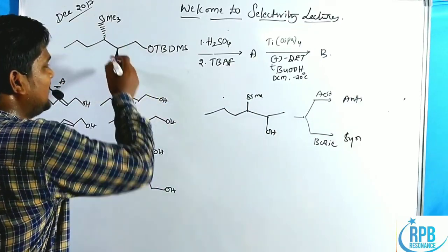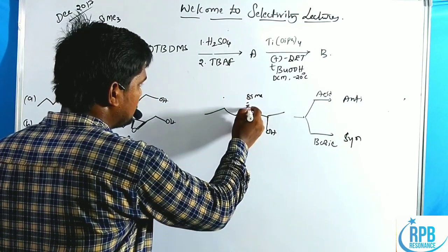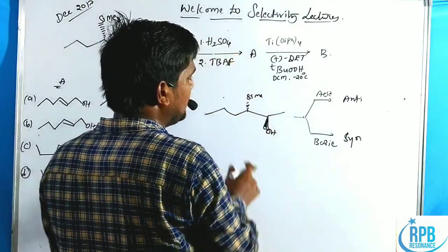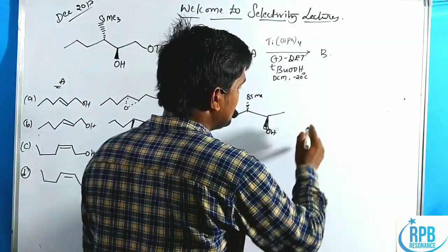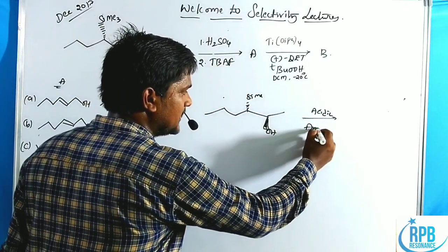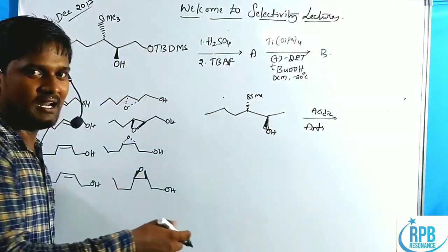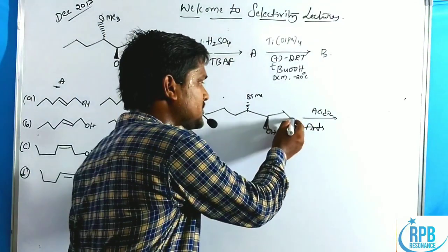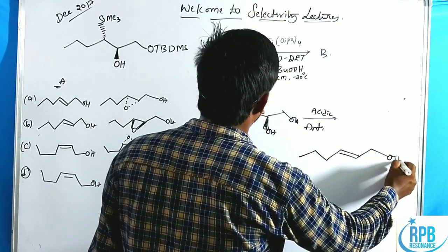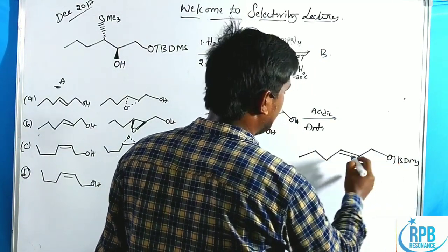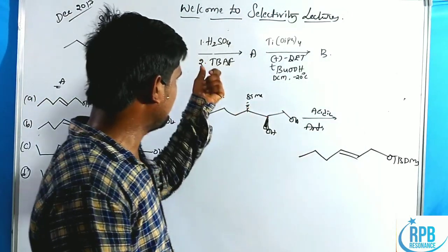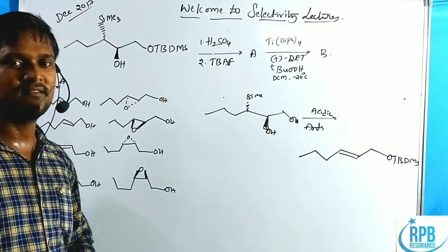Here they have given the stereochemistry, below the plane and above the plane. They have given the acidic medium, so it undergoes anti-elimination. Both the groups are already present in the anti position. That's why it eliminates as usual. So this is called Peterson olefination. After the Peterson olefination, they have given TBAF, that is a fluoride reagent.